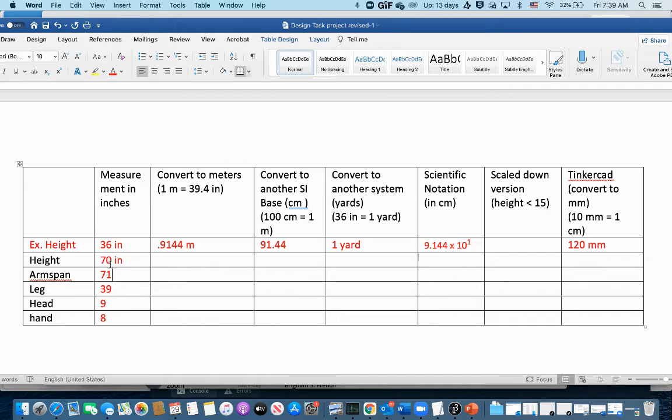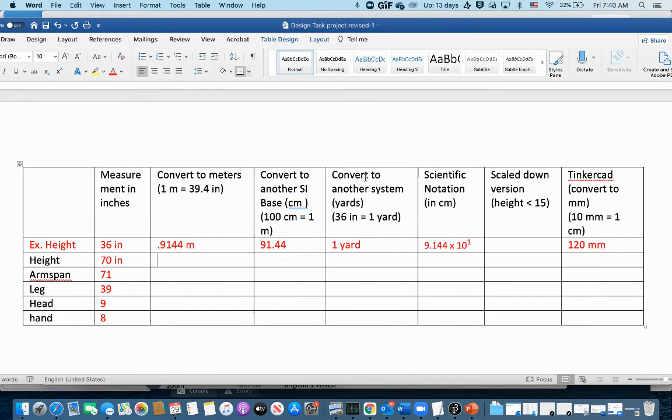What you'll notice is arm span is almost relatively the same, give or take an inch, of what your height is. That's just a little known fact there. And then leg, head, and hand, all these are inches. So to complete this table, and this is what's going to go on slide 2 in your PowerPoint, I'm going to convert from inches to meters, then meters to centimeters.